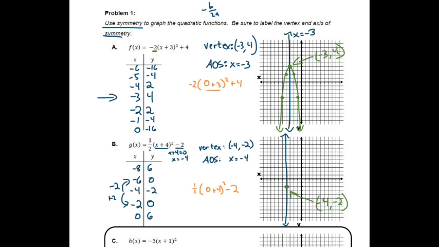So we've got negative 2, 0, negative 6, 0, and then 0, 6, and then the other side, negative 8, 6, right there. So we graphed it using symmetry. Cool? Cool. Alright, try letter C on your own.